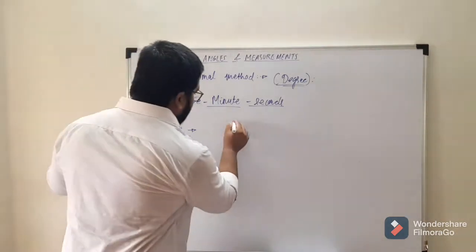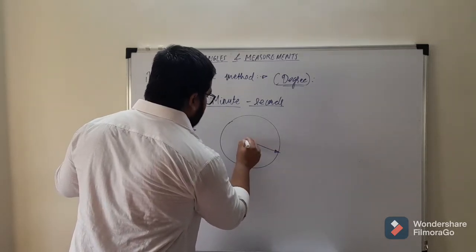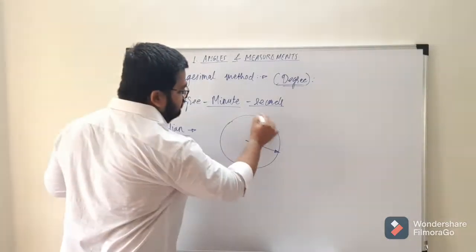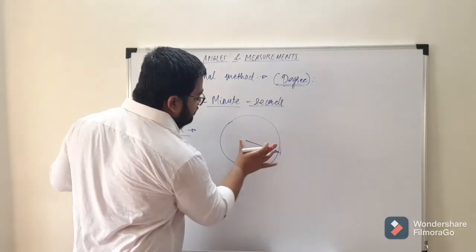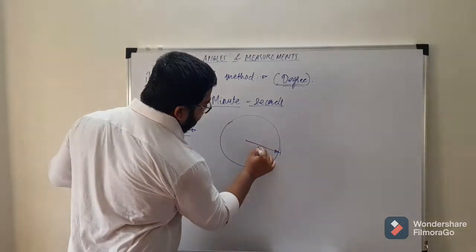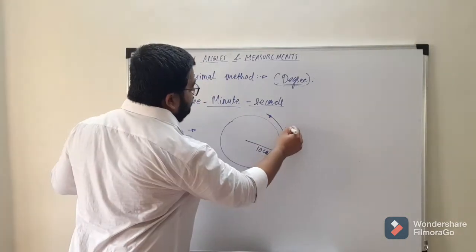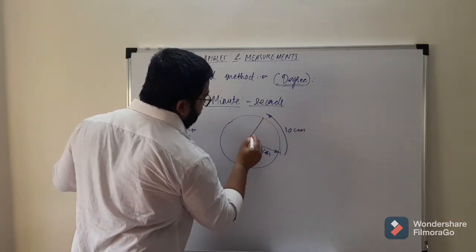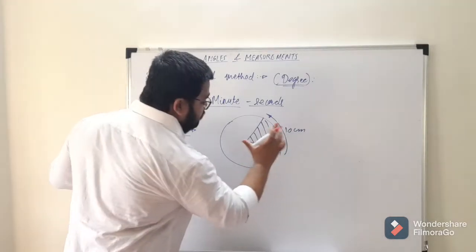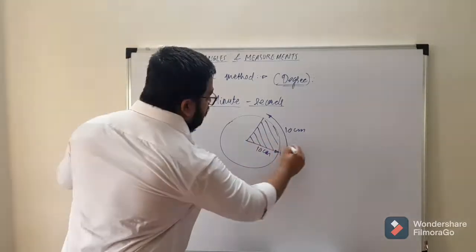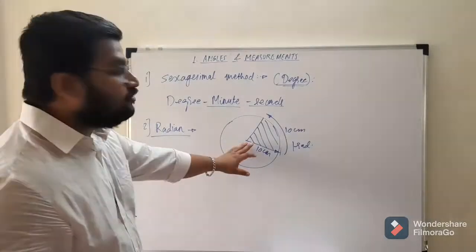So what is a radian basically? Suppose again this is a circle. This is the radius of the circle. And this is called the arc, or the arc length. Suppose the arc length is exactly the same as the radius. That is, suppose the radius is 10 centimeters, and the arc length is also 10 centimeters. If we join this part, that is this sector in which the radius and arc length are exactly the same measurement, then this is 1 radian. This is the unit of radian.